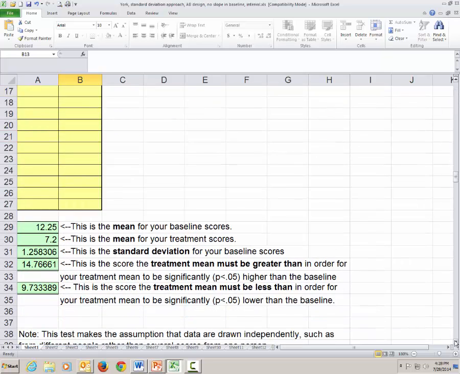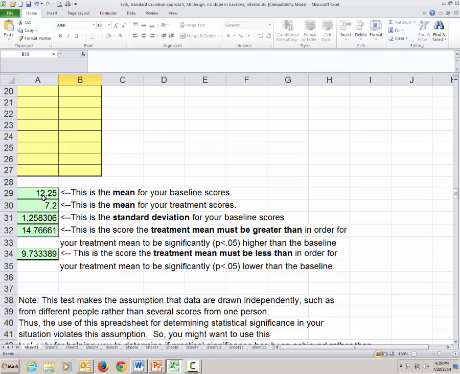Let's go down to the further information here. This is your mean for your baseline, 12.25 absences during the baseline before service began. The mean number of absences during the treatment period, 7.2. That is better. This is your standard deviation for your baseline. This is the score the treatment mean must be greater than in order for your treatment mean to be significantly higher than the baseline. But that's not what we're looking for. We're looking for the treatment mean to be significantly lower.